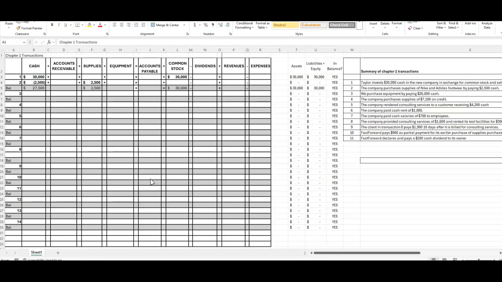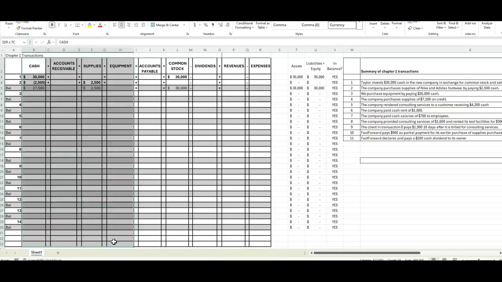Here's a little spreadsheet that starts recording transactions for a company. I just want to give you highlights here. Each of these up here is an account name: cash, accounts receivable, supplies, equipment, accounts payable, common stock, dividends, revenues, and expenses. Obviously, you're going to record any transaction that includes a change in cash, accounts receivable, or supplies or equipment in each of their accounts. And let's talk about what these are.